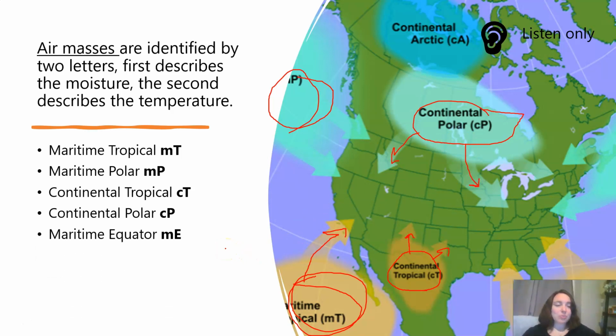And then there's also another one that you cannot see in this image, but if we have an air mass that's formed directly over the equator, it gets a special designation as E. So we can call it mE.